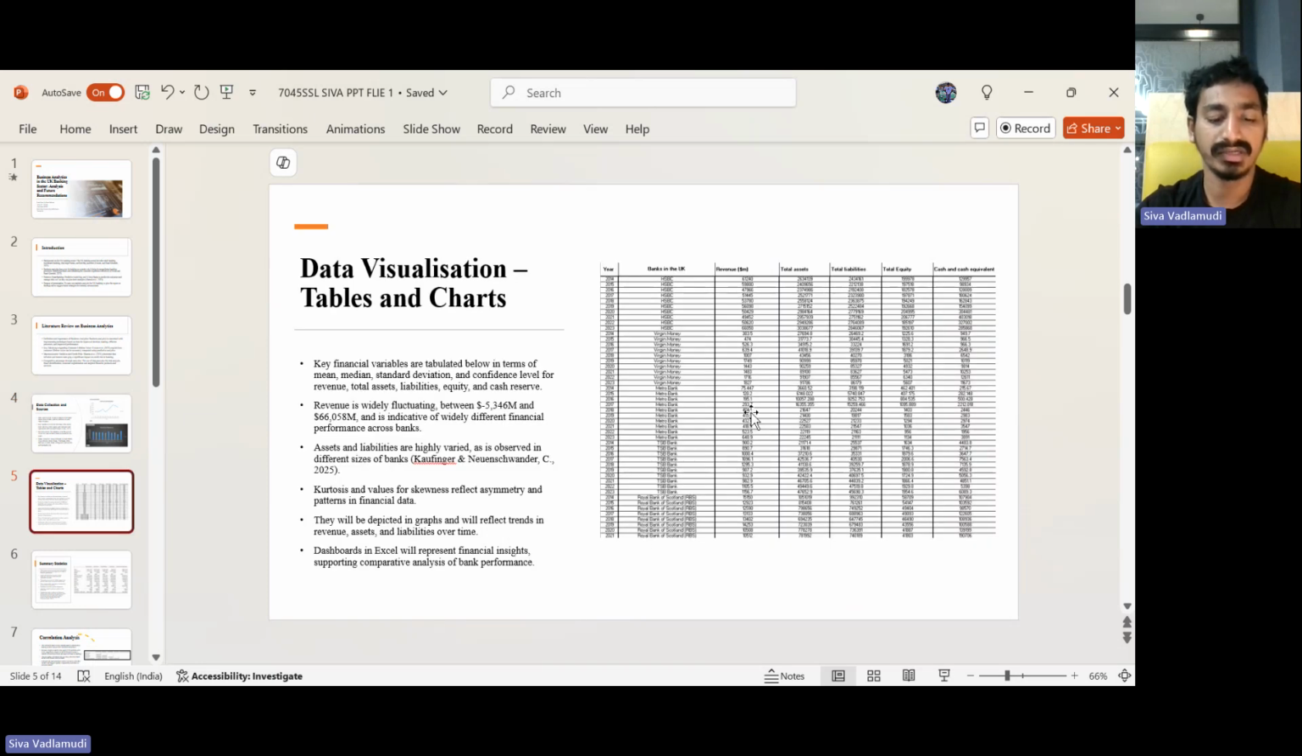In the process, the table contains financial metrics like revenue, assets, liabilities, and equity, with some notable findings and variables, skewness, and trends in distribution. Dashboards and graphs are also used to represent financial variability and relative performance in banking. Assets and liabilities are highly varied, as observed across different sizes of banks. They are depicted in graphs that reflect trends in revenue, assets, and liabilities over time. The Excel dashboard represents financial insights and supports analysis of bank performance. This is the key role of data visualization, tables, and charts.